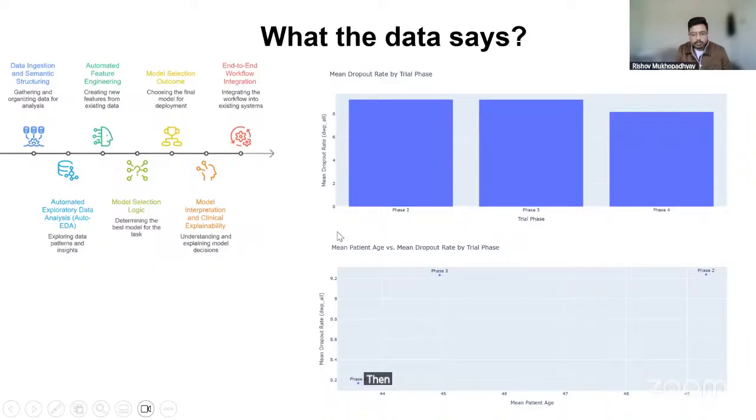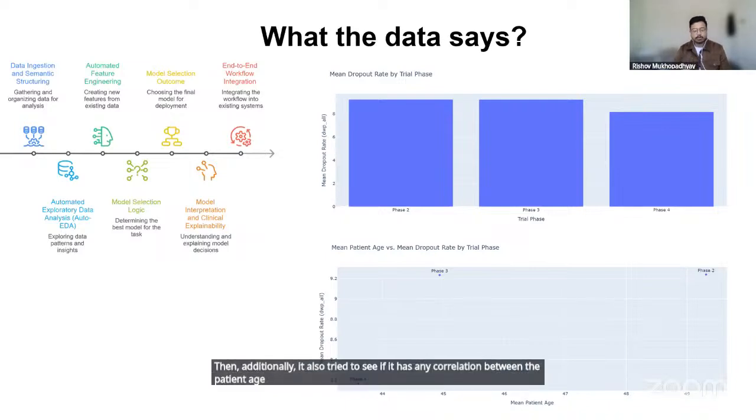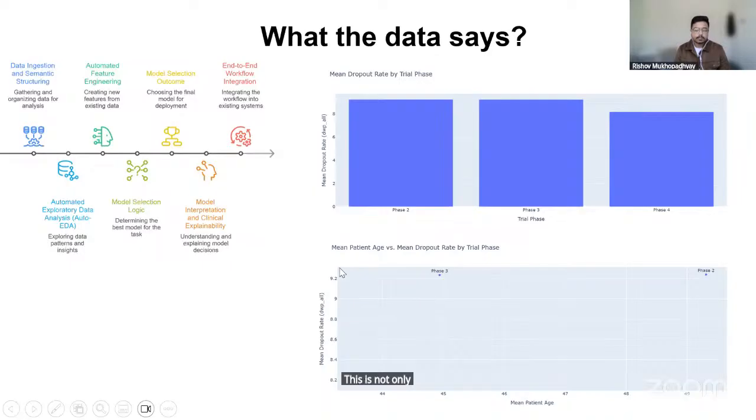Then additionally, it also tried to see if there is any correlation between the age of the patient in the trial and the dropout rate. So here you can see that already at the exploratory phase, Torno is thinking about the data. This is not only data, but it's a thought from the system itself about what is happening.